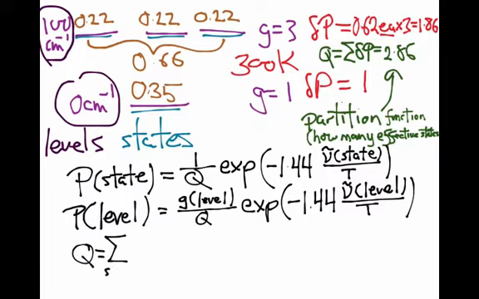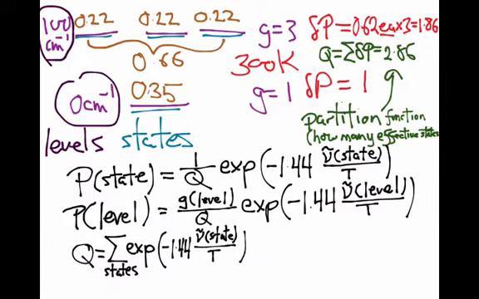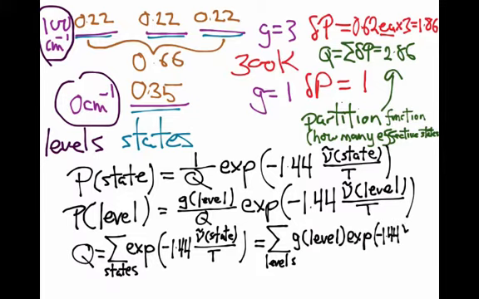And the partition function itself is the sum over all of the states of e to the minus 1.44 times the energy in wave numbers of that state divided by temperature, or it's equal to the sum over all the levels of the degeneracy of the level, e to the minus 1.44 times the wave number energy of the level divided by the temperature. Those are the same thing, but you have to keep very, very careful track of whether you're talking about energy levels or energy states. And so the formulas apply either way, and it all works out. But you have to keep that closely in mind. Is it levels or states?